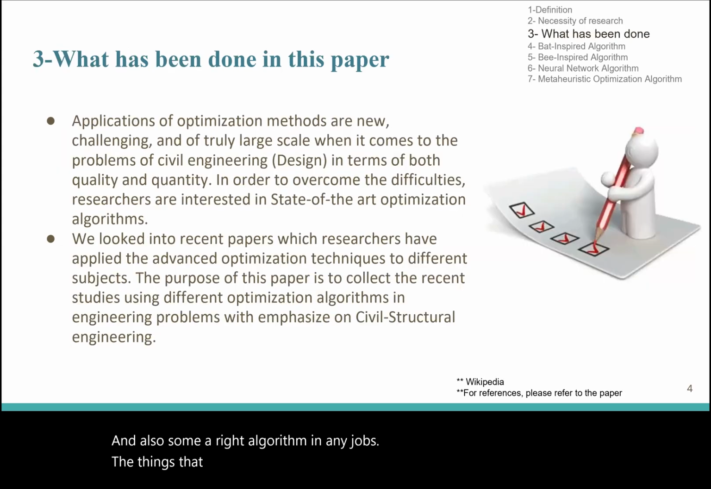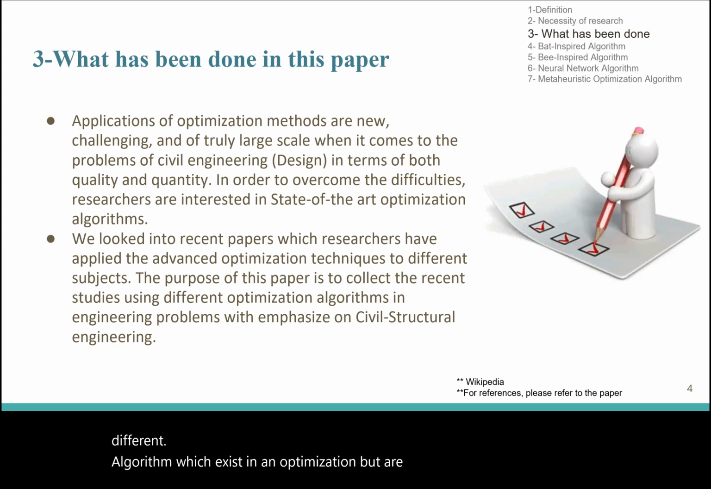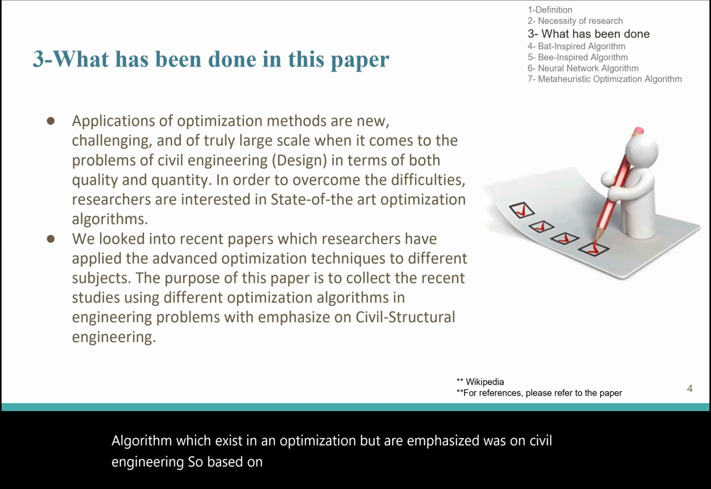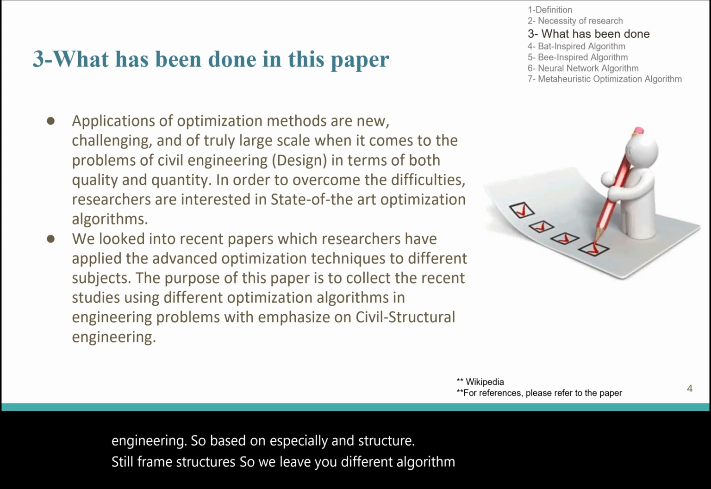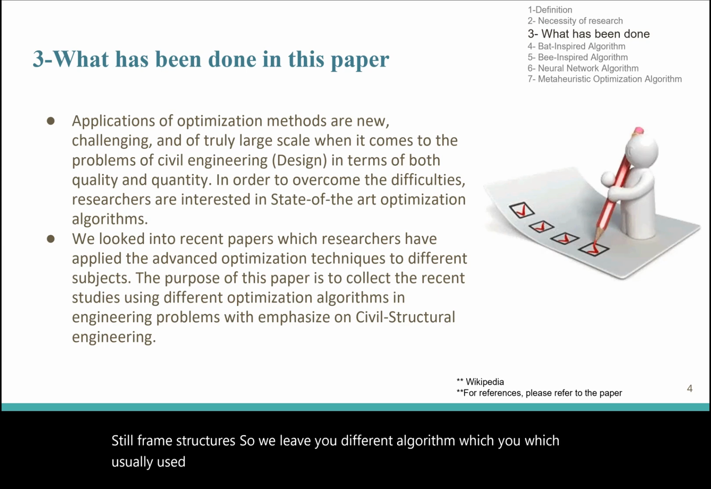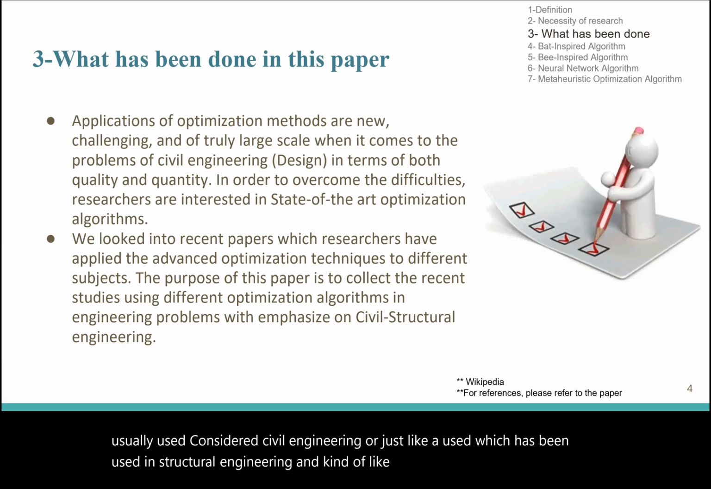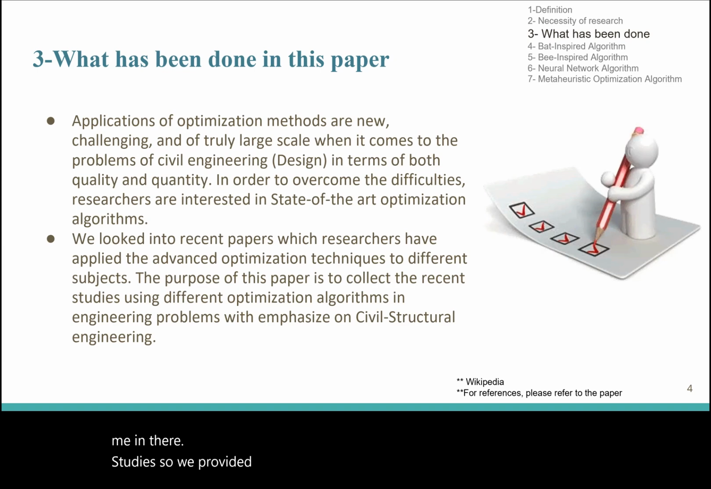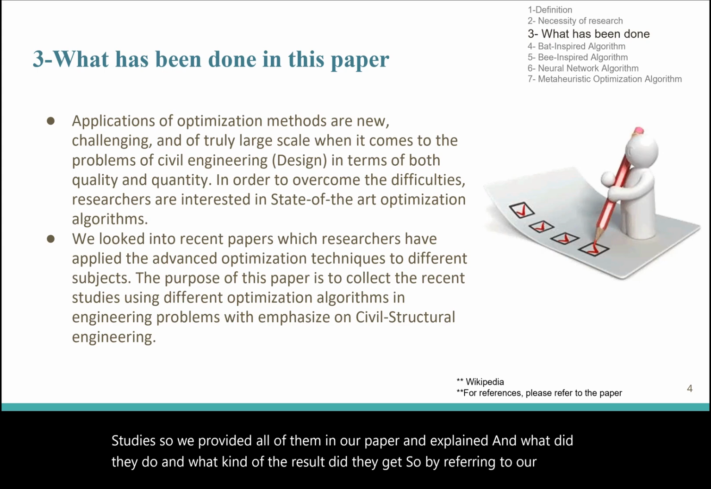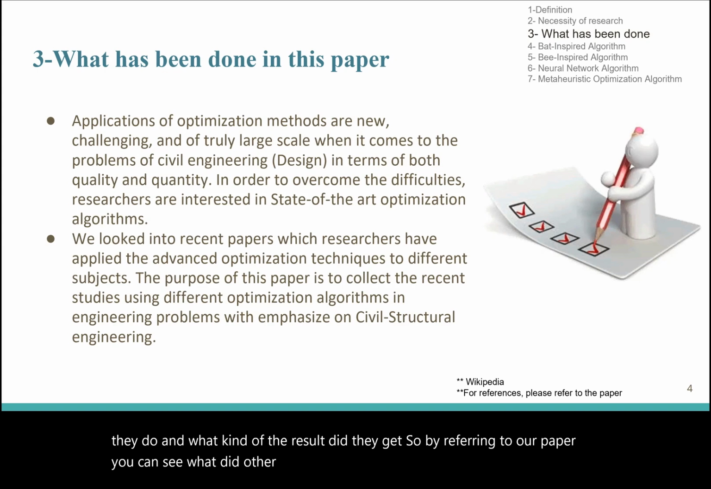In this research, we reviewed different algorithms which exist in optimization, but our emphasis was on civil engineering, especially steel frame structures. We reviewed different algorithms which are usually used in structural engineering and civil works in their studies. We provided all of them in our paper and explained what they did and what kind of results they got. By referring to our paper, you can see what others did at a glance.